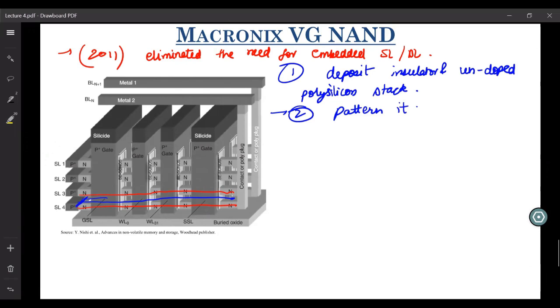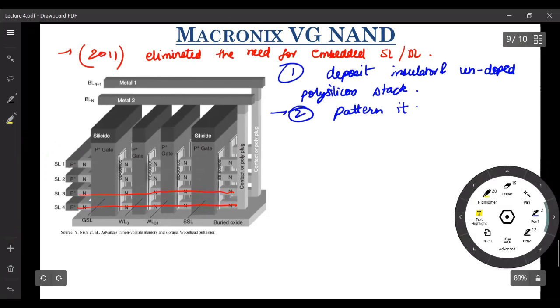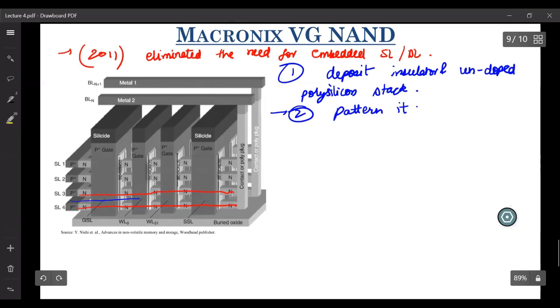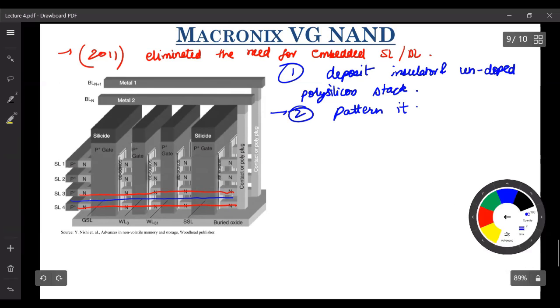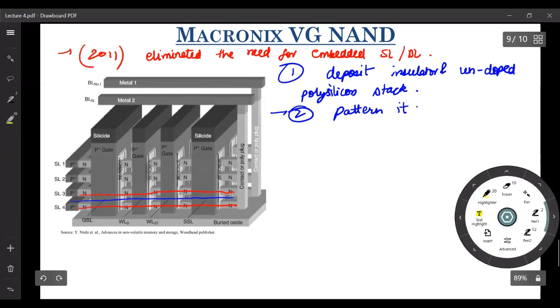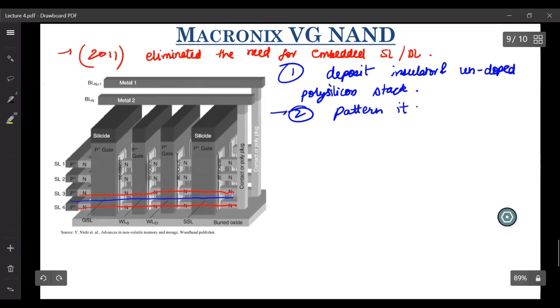Let me use a different pen. Actually, it's very difficult to explain this using a 2D approach. So I'll request you to go through the book chapters really well, because it would be difficult to understand it the first time. Just by looking at the 3D structure, you won't be able to understand. What I mean by patterning is, you can see here that your N plus channel is limited only to this. So its thickness is limited only to this.